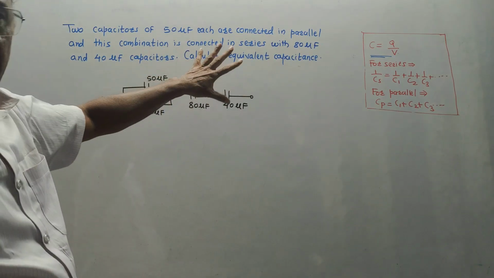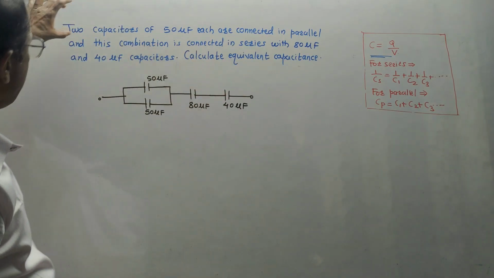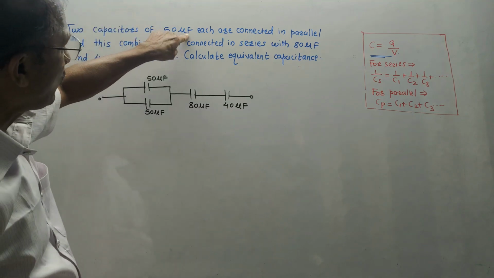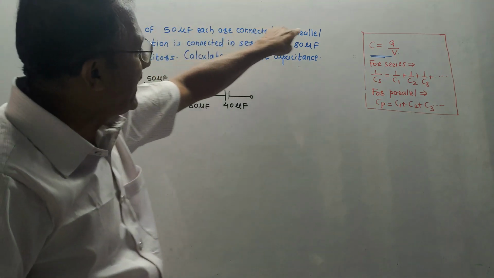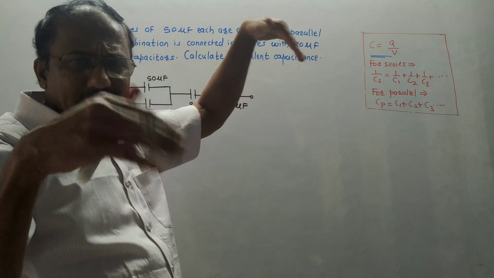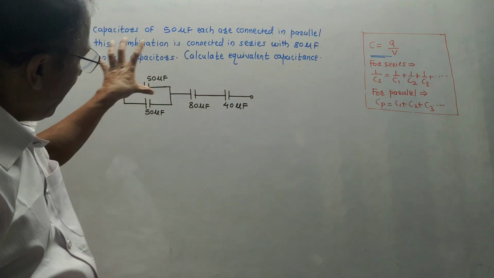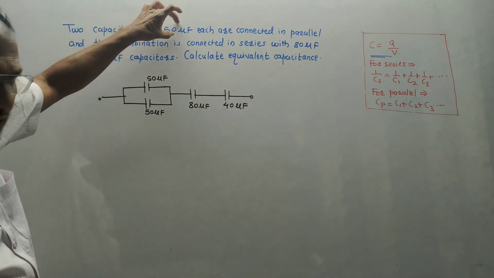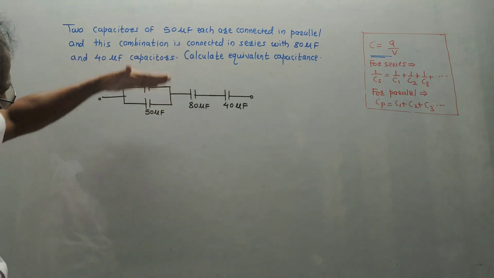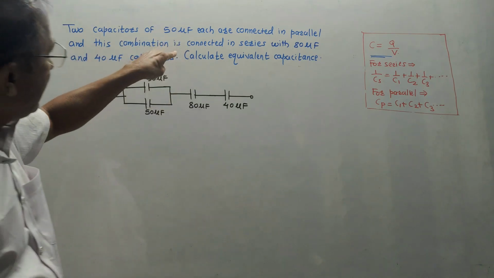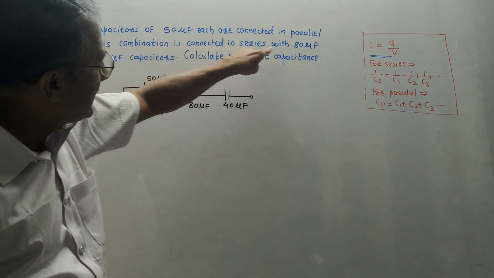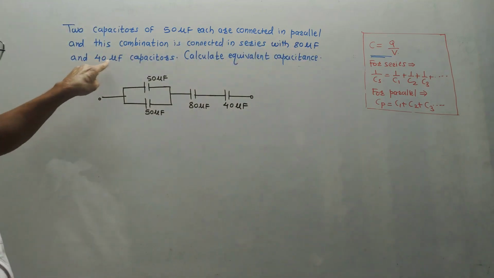Now one more different type of variation in such numericals. Two capacitors of 50 microfarad each are connected in parallel. To get the things more simple, I am drawing the diagram. So two capacitors of 50 microfarad are given. They are connected in parallel. And then this combination is connected in series with 80 microfarad and 40 microfarad.